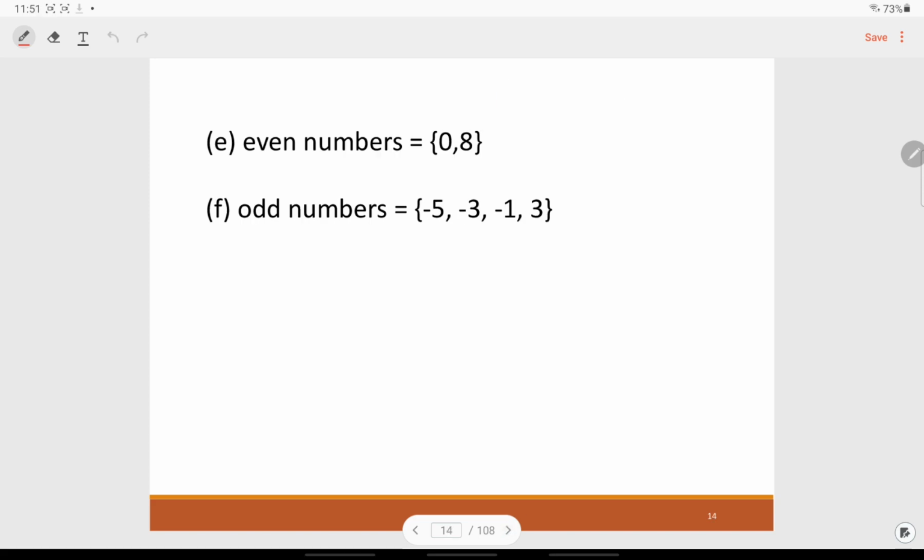Next is even numbers. In this set we have 0 and 8. Why 0? Because even numbers can be formulated as 2k, where k can be any integer. 0 is an integer, right? So you can replace k equal to 0. The outcome is 2 times 0 equal to 0, so 0 is an even number. Next is odd numbers. We have negative 5, negative 3, negative 1 and also positive 3.